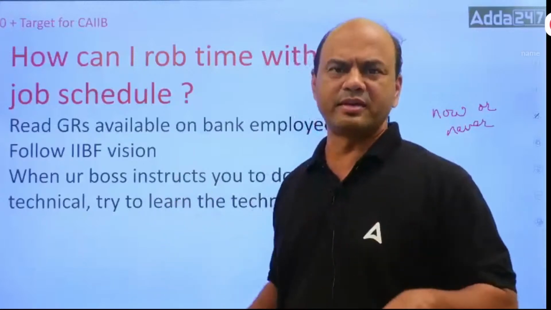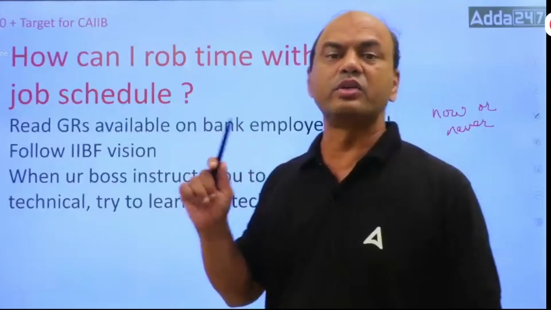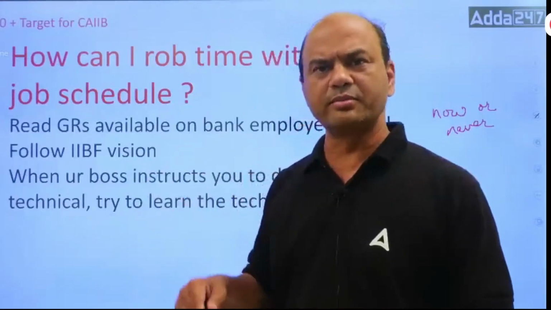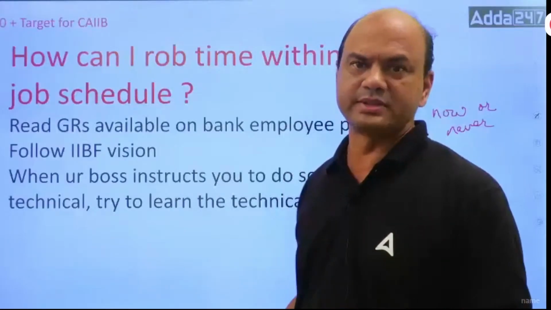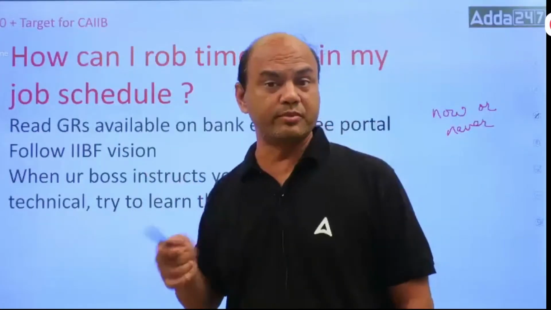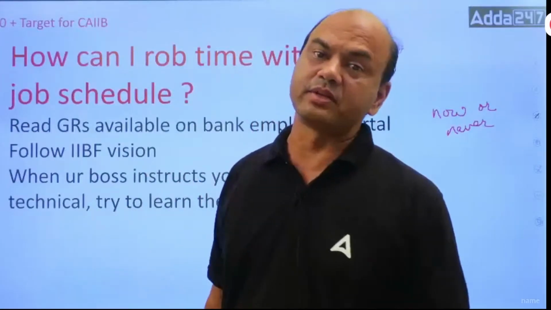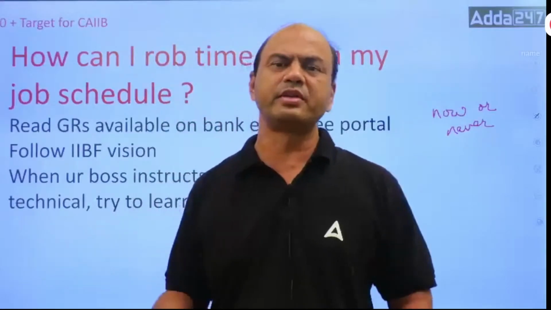Go to your website. Okay, there is a separate section of GRs or notifications or anything. Go read them. Knowledge center is there. Knowledge corner for employees. Read it. Follow IIBF vision. This is a major point. IIBF vision, all of you get it on your email. Those who are the members, you are all the members because you have cleared JAIIB.